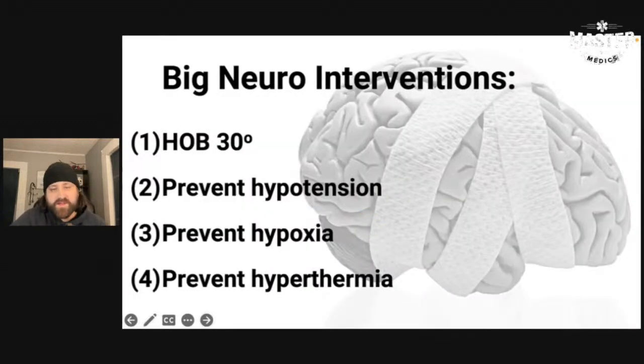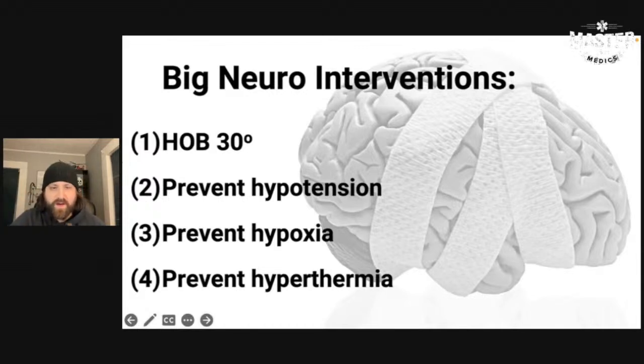So number one, we need to sit this guy up, right? Put the head of the bed at 30 degrees. Not only does this help the intracranial pressure problems, but also, especially in a non-intubated patient so far, it can protect from aspiration and pneumonia as well. So we need the head of bed at 30 degrees and the neck midline to allow the appropriate venous drainage.